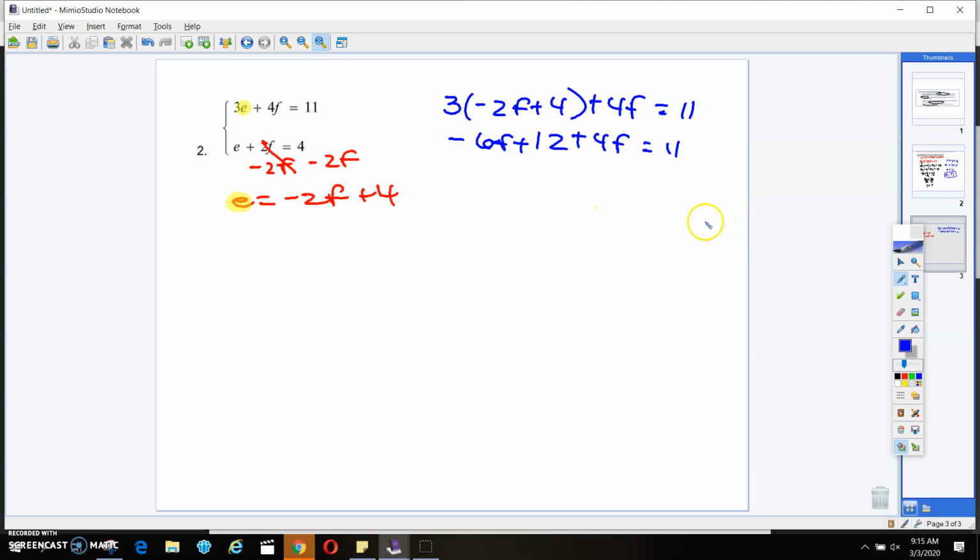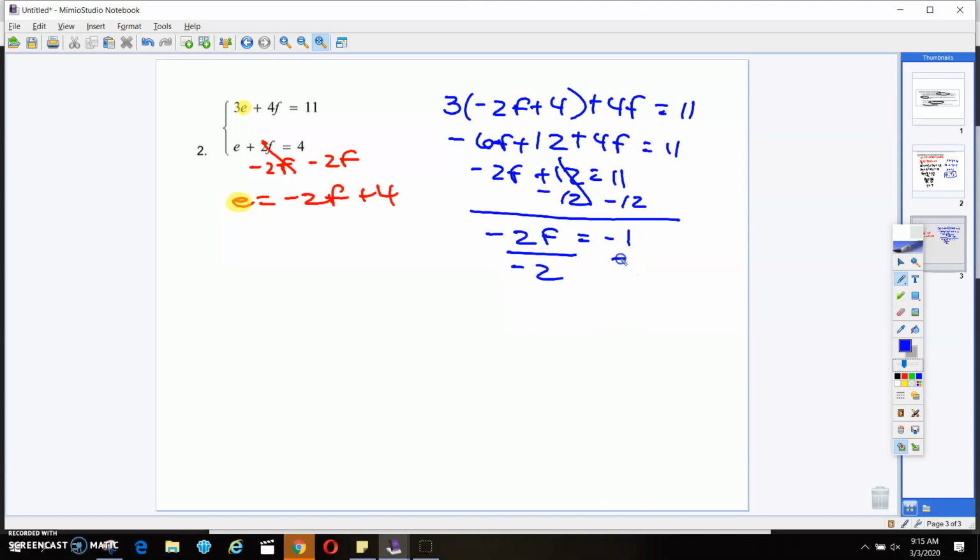I'm going to combine my like terms. So negative 6f plus 4f gives us negative 2f. And then I'm going to subtract 12 from both sides. And so that's going to give me negative 2f equals negative 1. I'm going to divide by negative 2. And so f is going to be 1/2, or 0.5 for those of you who want to use it as a decimal. Okay?